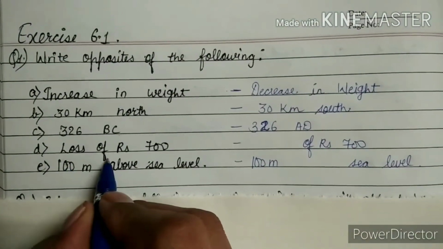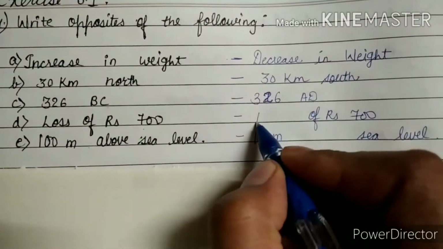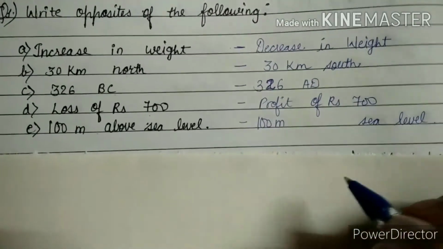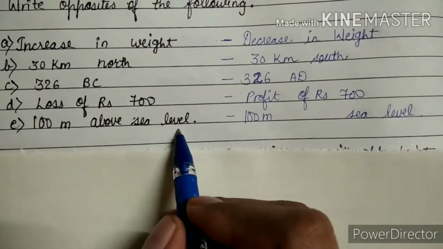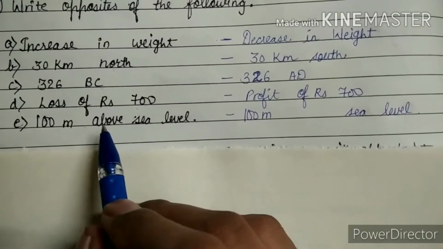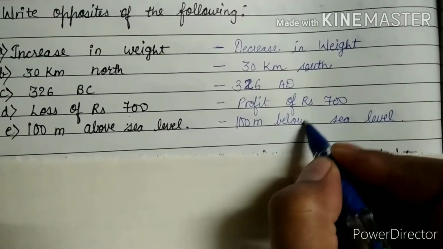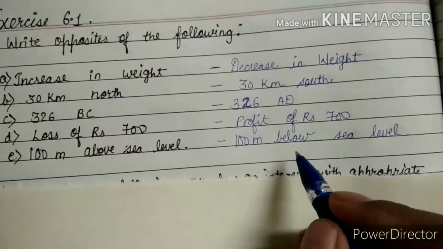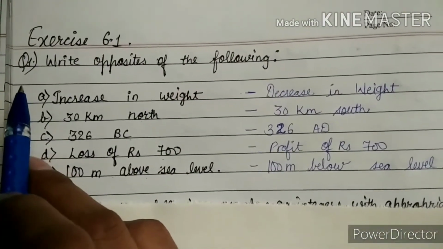Now D, loss of rupees 700. The opposite of loss is profit. So here what will come? Profit of rupees 700. Now 100 meter above sea level. Here the opposite of above is below. Okay. In the above we are going upside, in the below we are going downside. So here we completed question number 1.